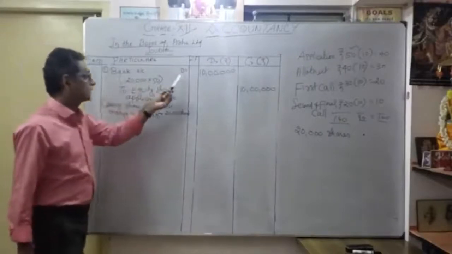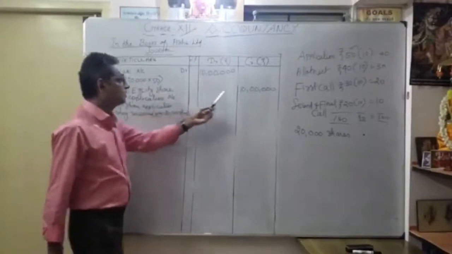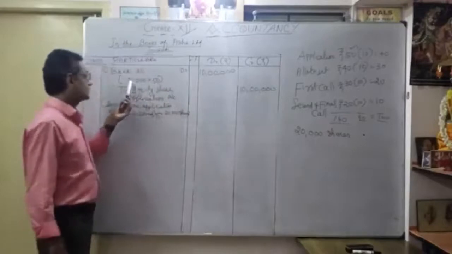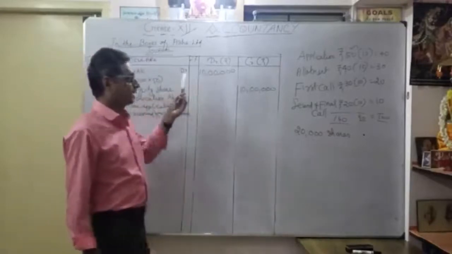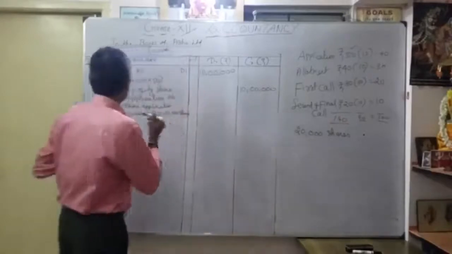So bank account debtor 10 lakhs, to equity share application account 10 lakhs. So how the 10 lakhs? That's what bracket you have to mention: 20,000 into 50, 10 lakhs. So always you have to practice like this. Okay. So one entry is over.